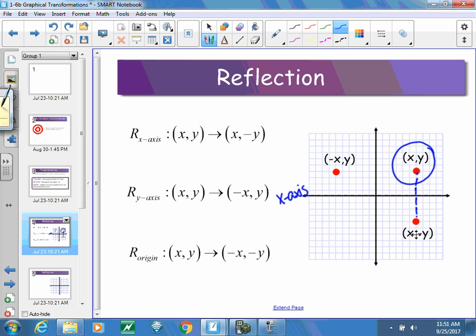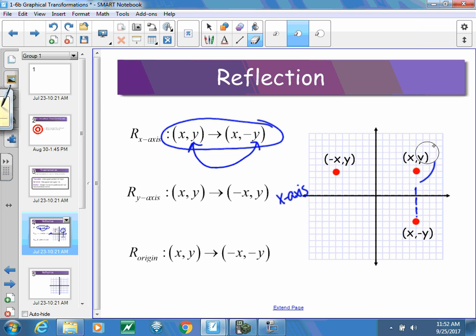A lot of people get that mixed up. They think, okay, x-axis, oh, it's the x value that's going to switch, when actually it's the y value that's going to become the opposite, because the x values are directly over each other. We're just going from being above the x-axis to below the x-axis, and that is going to change the y value. So when you're working with a reflection across the x-axis, notice that there is a change in your y value. One becomes positive and the other one becomes negative.